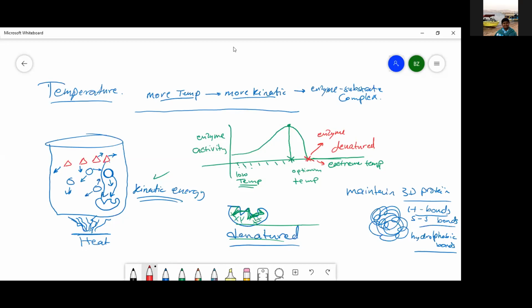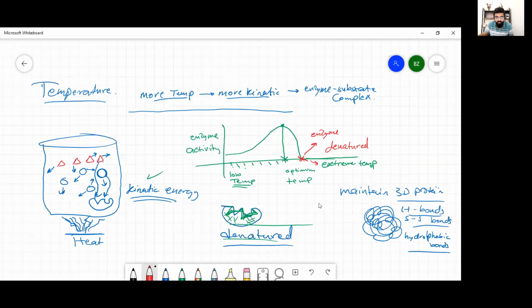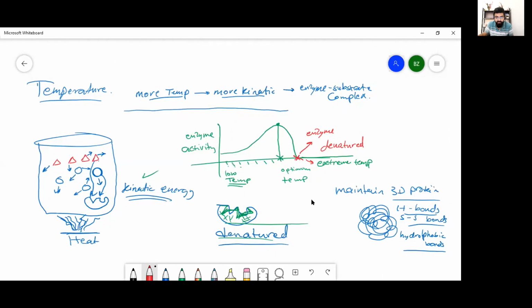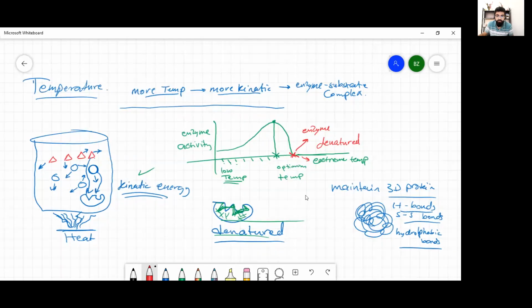Sir, how do you find the optimum temperature? By experiments. The scientists did experiments for the enzymes at its optimum temperature. For example, most of the enzymes inside your body work at which optimum temperature? Guess.